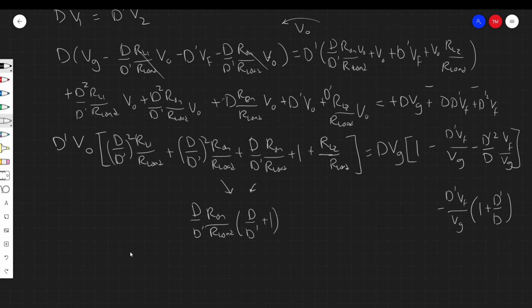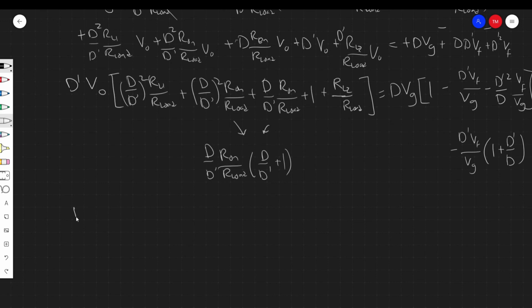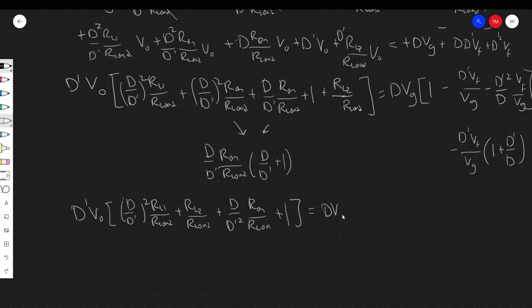So let's get there. So simplifying again, we have D prime V out times D over D prime all squared RL1 over R load plus RL2 over R load plus, this is 1 over D prime, D over D prime squared R on over R load plus 1 is equal to DVG times 1 minus D prime over D VF over VG. Almost there. Now we just have to divide it all out, right?